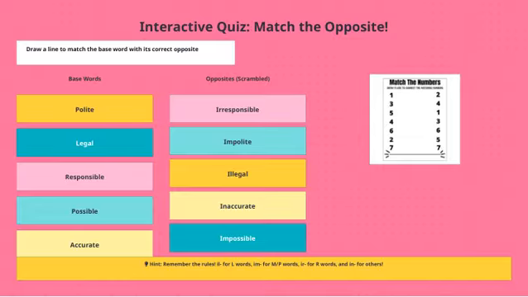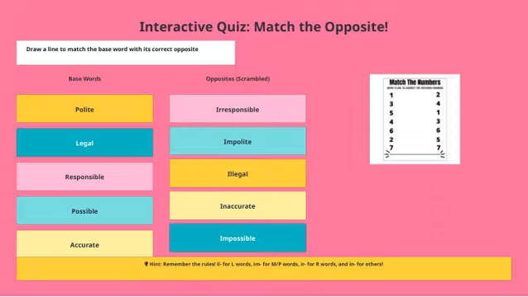All right, now let's have some fun with an interactive quiz called Match the Opposite. What I want you to do is draw a line from each base word to its correct opposite. So, for example, if you see polite, you'll match it with impolite. Remember, the goal here is to connect words with their opposites, which helps us understand how prefixes change the meanings. Keep in mind the rules for the prefixes.